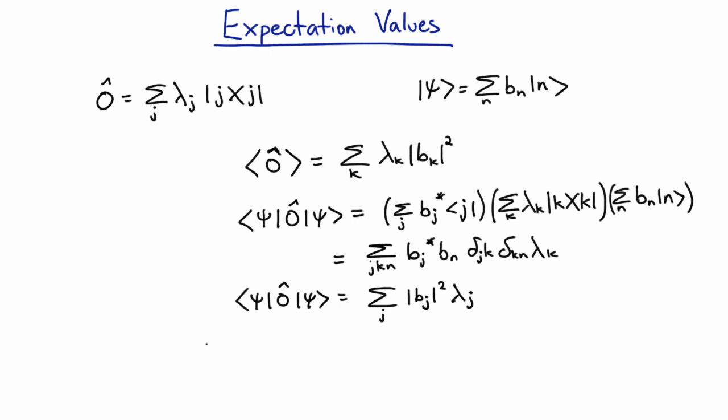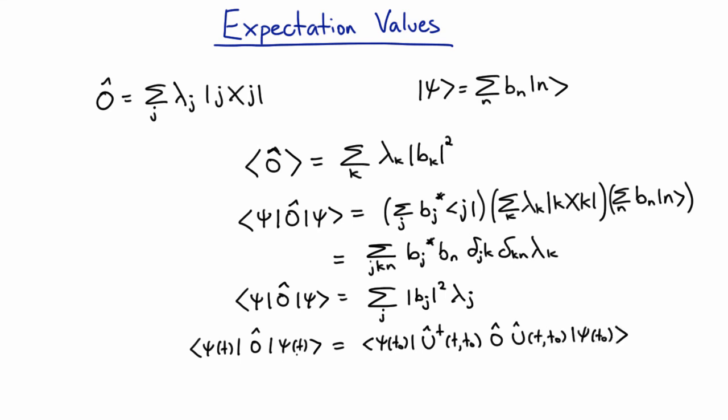Now, averages are going to change over time because the state is going to change over time. And the state's changing over time in a way that we know exactly. So if we have the state at some original time, then you can expand the state at a later time as just the time evolution operator times the state.